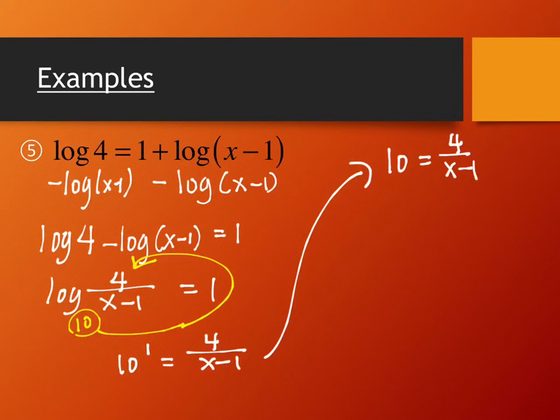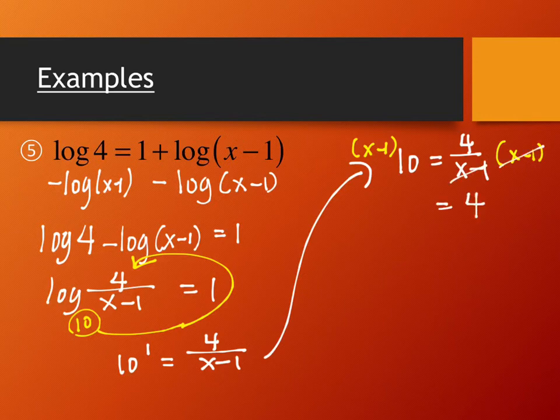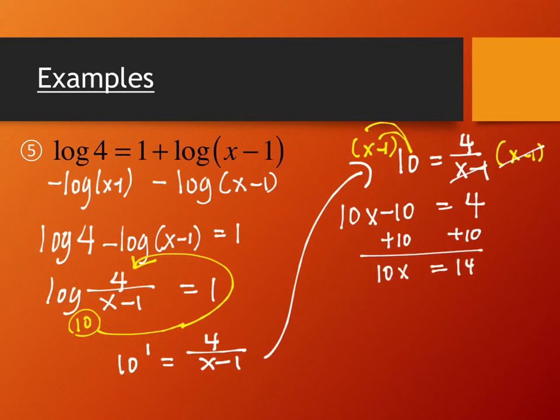What would I do then? Multiply by x minus 1. We'll multiply by the denominator x minus 1. Of course, the point in doing so is so it cancels on the right, leaving me with 4. I'll distribute the 10 through on the left. So I have 10x minus 10. Now what? Add 10. So I have 10x on the left, I have 14 on the right, and divide by 10.